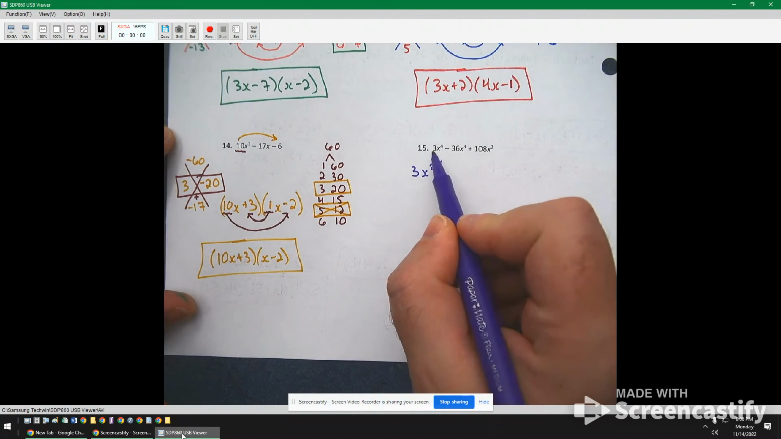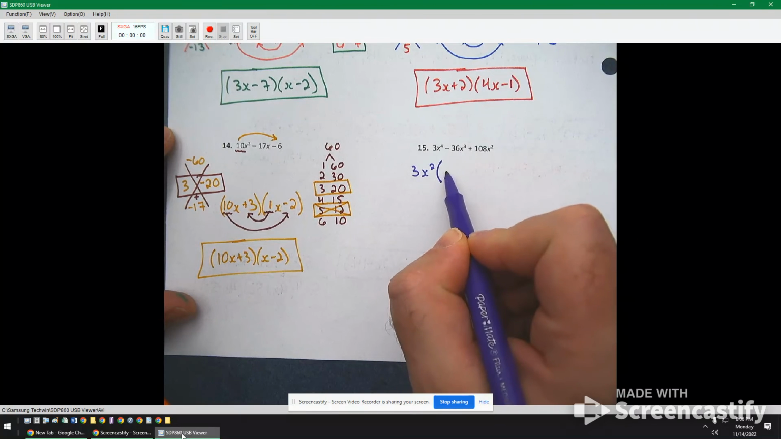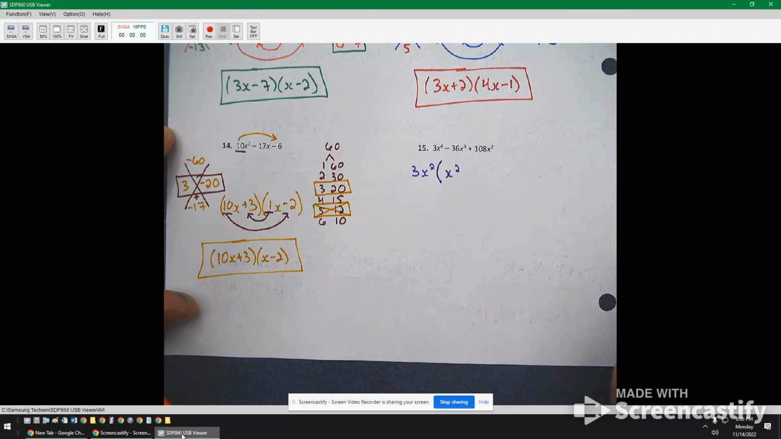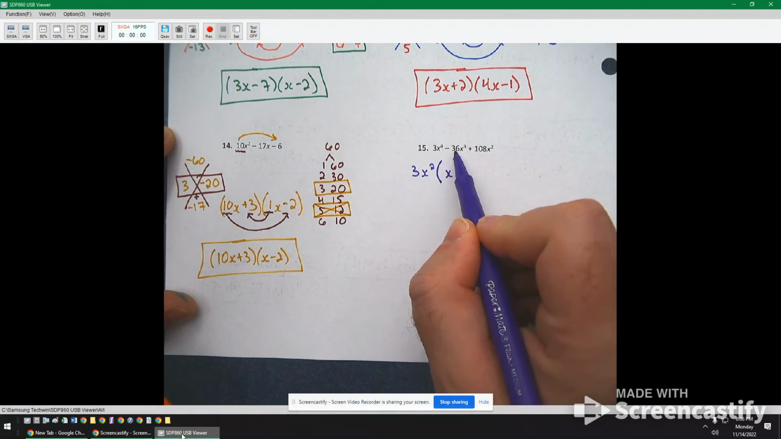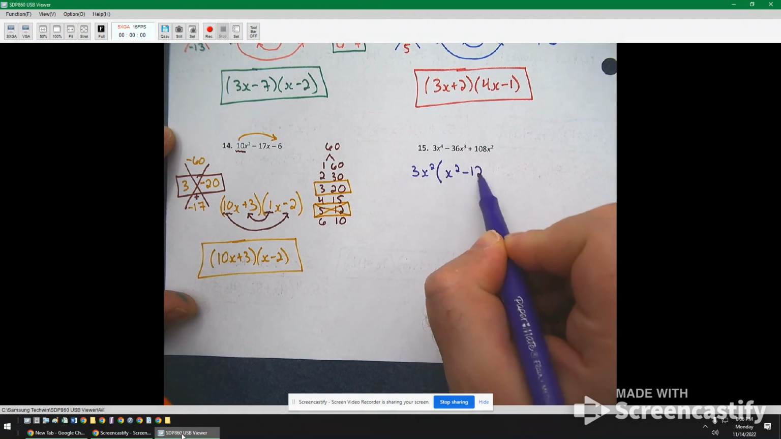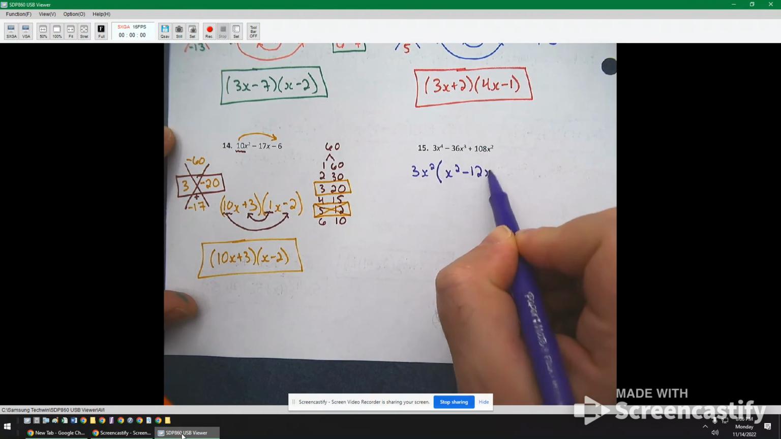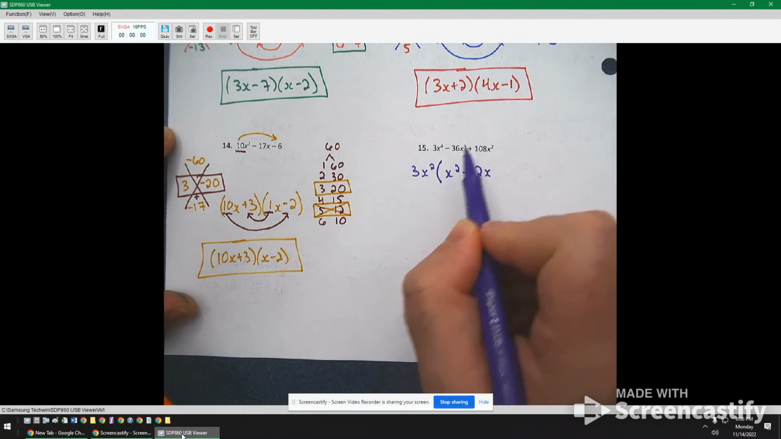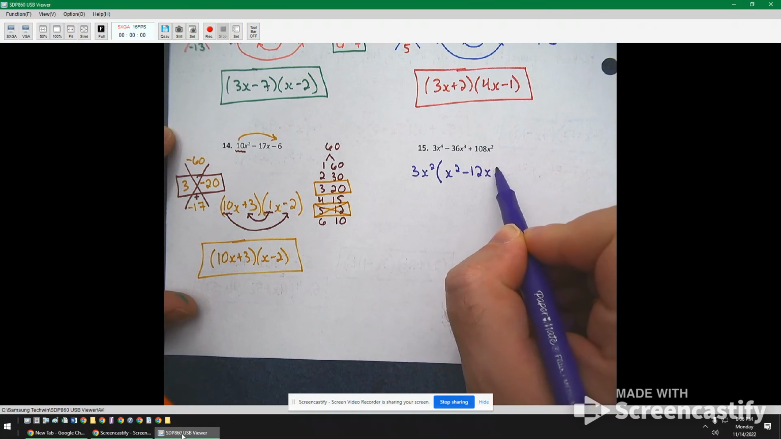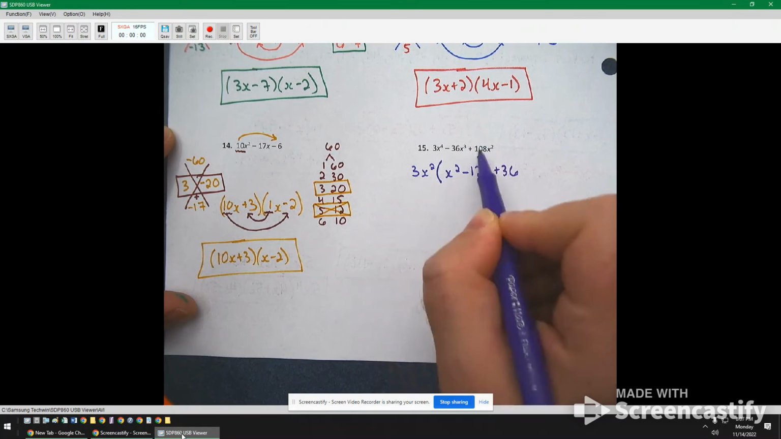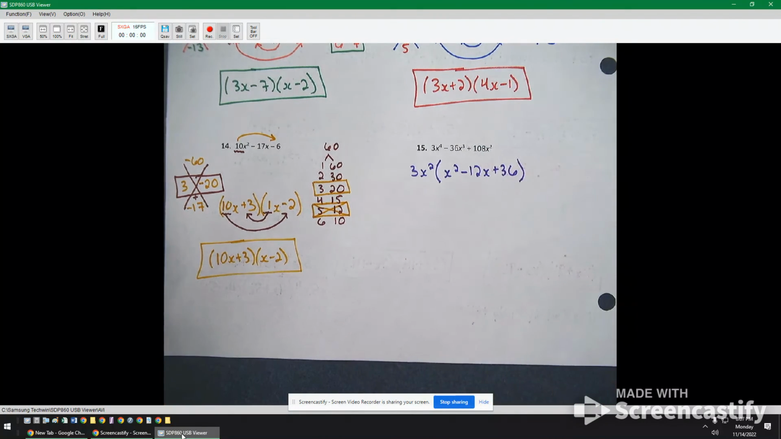Okay, so I need 3x to the fourth. I've got a 3 and I've got 2 x's. That means I need 2 more x's. I need negative 36. I've got the 3, so I need a negative 12. I've got 2 x's. I need another x. I need 108. I've got the 3. That means I need a 36. And I've already got 2 x's, so I don't need anything more.